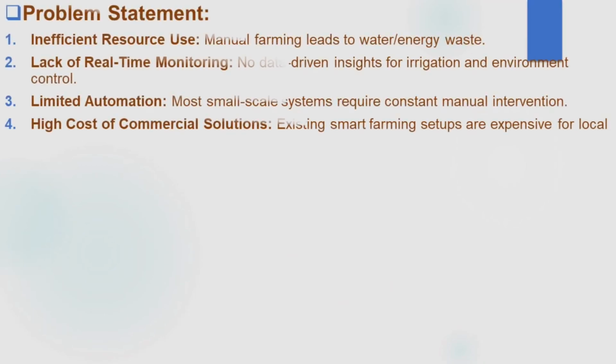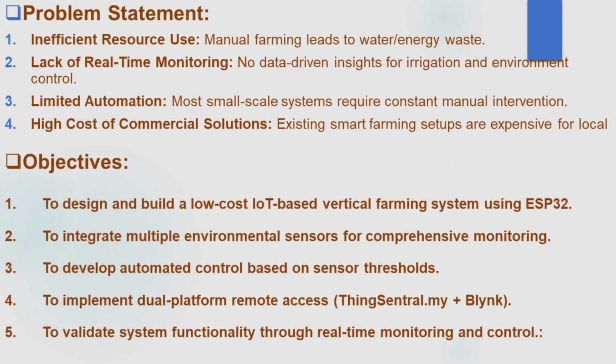Now let's look at the problem statement that we have derived for our project. The first is inefficient resource use: manual farming leads to water and energy wastage. Second is the lack of real-time monitoring, which leads to no data-driven insights for irrigation and environmental control. Third is limited automation: most small-scale systems require constant manual intervention. Lastly, the high cost of commercial solutions: existing smart farming setups are very expensive for local and small-scale sellers and also business owners.